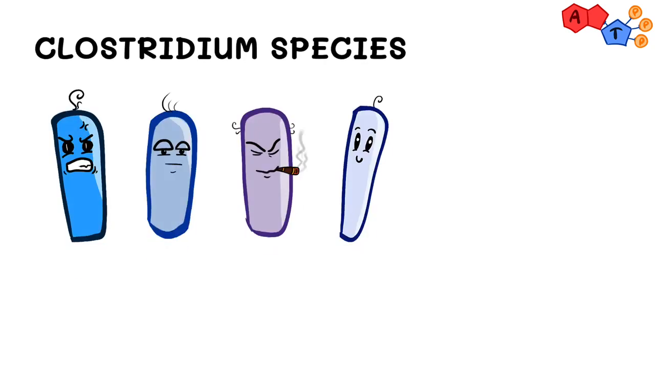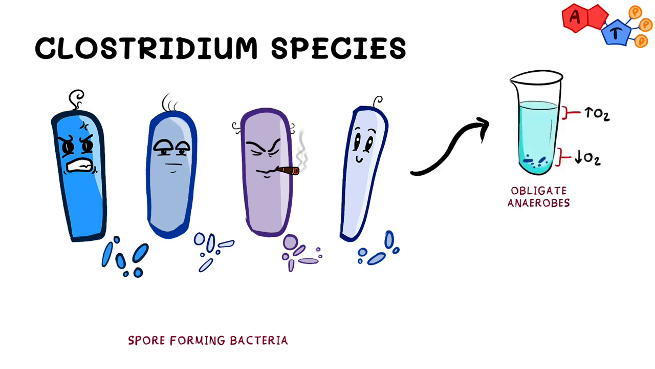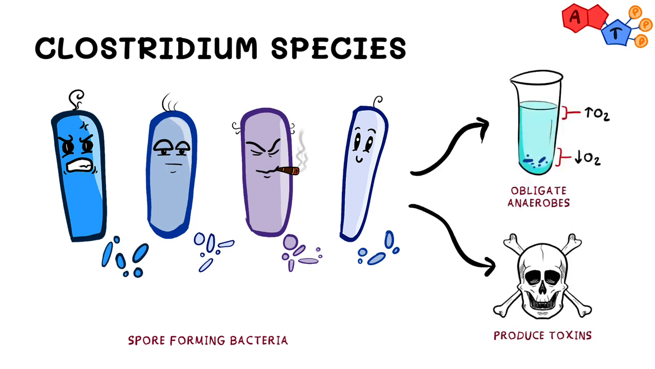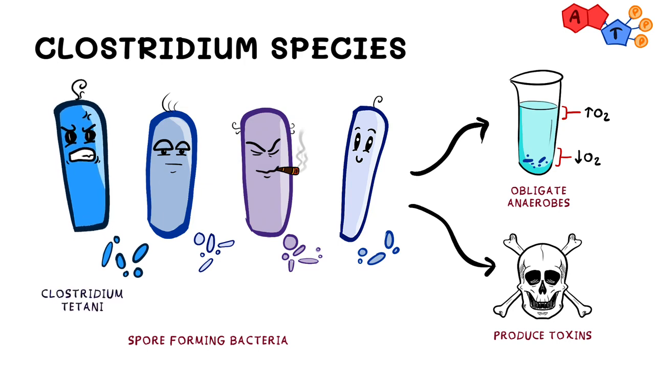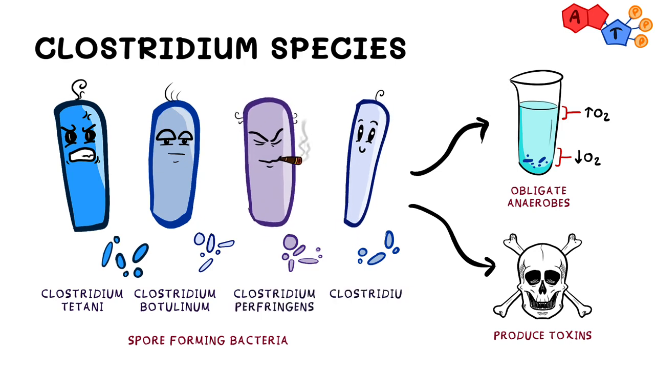Clostridia is a group of bacteria, all of whom have three things in common. They all form spores, they all are obligate anaerobes, and they all form toxins. There are four clinically important species: Clostridium tetani, Clostridium botulinum, Clostridium perfringens, and Clostridium difficile.